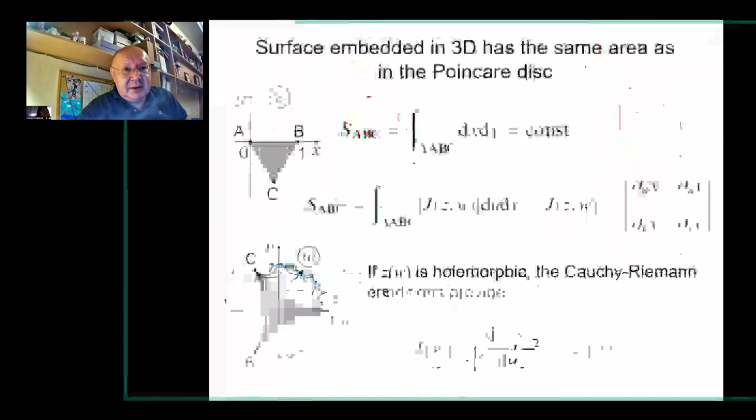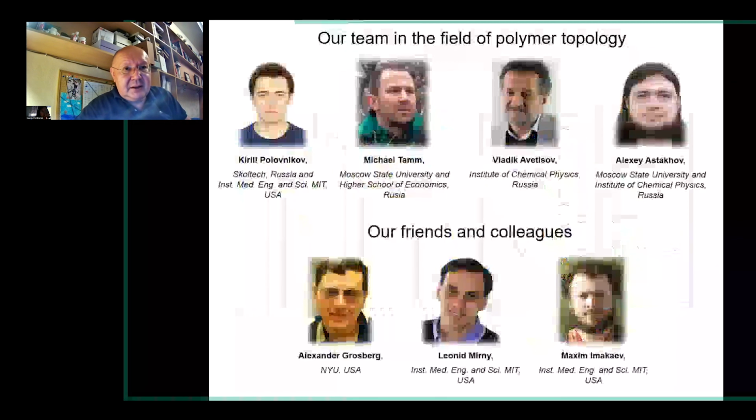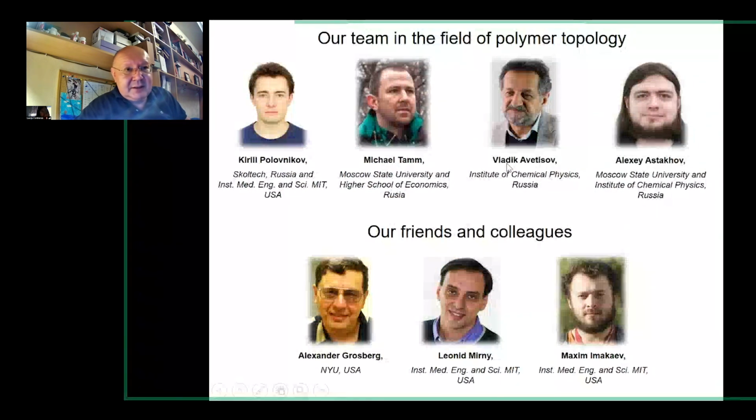Maybe let me show you just our team. Here we are, our team in the field of polymer topology. These are the persons I would like to mention. We are working all together, and our friends and colleagues from the United States are shown here also. They are the key persons in this crumpled globule structure formation.